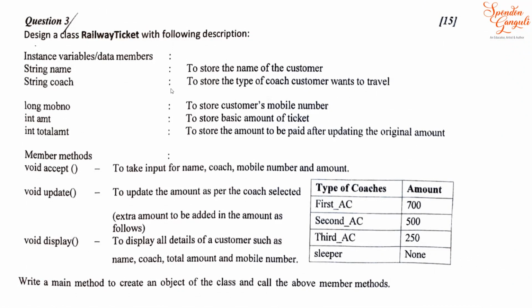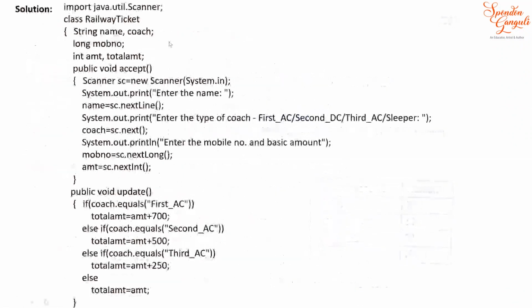So the data members are given over here: String name, String coach, long mobNo, int amount, int totalAmt. The description of these variables is already mentioned. Then the methods: void accept, void update, and void display. Write a main method to create an object and call the methods accordingly. So let us see the answer.